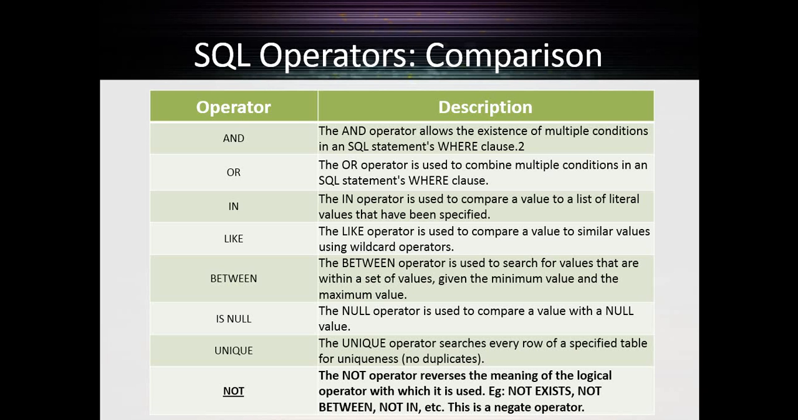So the first two operators, the AND and the OR operator, are pretty much the obvious ones, and we have already discussed their functionality in the previous sessions. So we're going to begin with the IN operator, and as per the description, the IN operator is used to compare a value to a list of literal values that have been specified. So this is best explained using an example.